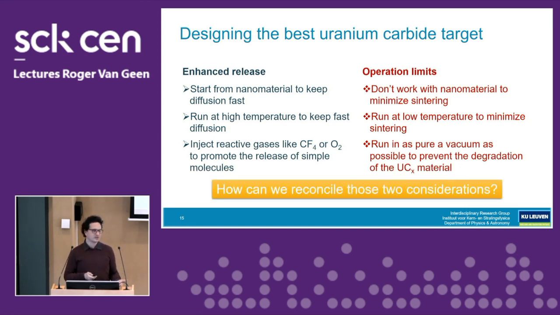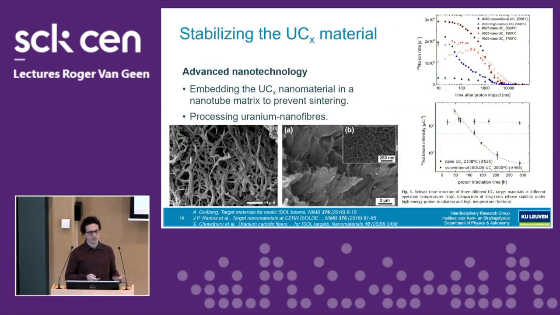So how can we reconcile all of this? Well, there has been some ideas. So one of them is, how can you stabilize this uranium carbide material? And there are two ways that have been explored around ISOLDE. The first one is the middle picture here that has the A and B inset. It's actually to use multi-walled carbon nanotubes as a form of matrix in which you embed your nanomaterial.